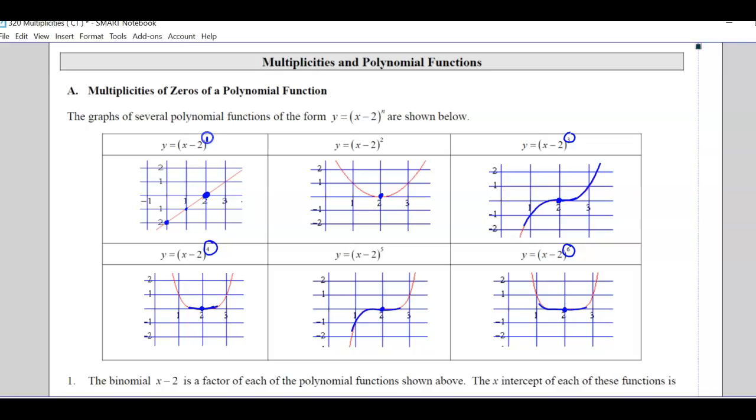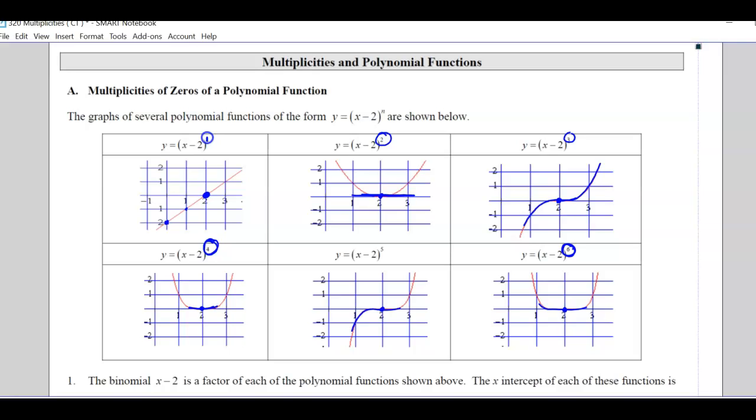So some patterns are happening here. The graphs that have even exponents, so 2, 4, and 6, all have that U shape, okay? What we call that is the graph is tangent to the x-axis, or the x-axis is tangent to the graph. Tangent means it just touches once. Different context than trig when we're talking about tangent. So a tangent line is a line that just touches another curve, okay, or vice versa.